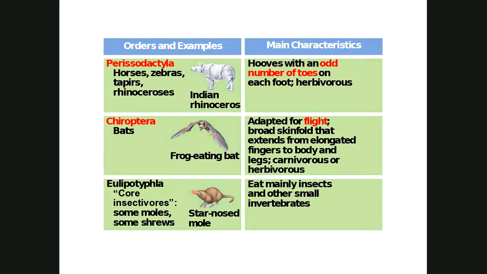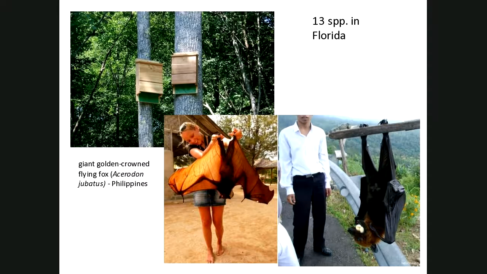The Chiroptera, which are the only ones that fly, and then of course there are all the moles and the shrews and those guys out there. Here are some pretty cool bats. We have 13 species of bats in Florida. These are bat houses, if you've ever seen them up on a tree, sometimes out in the woods. Why would anybody want to provide houses for bats? Well, bats are good at getting rid of insects, for one thing. So we do want bats around. They're an important part of the ecosystem.